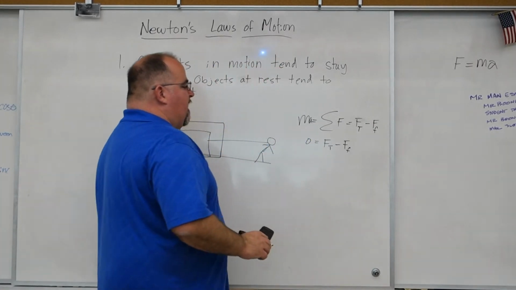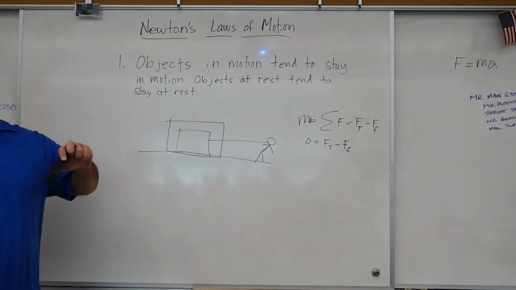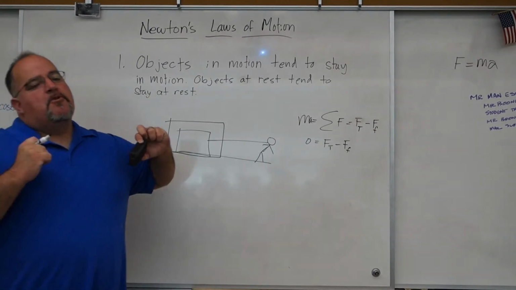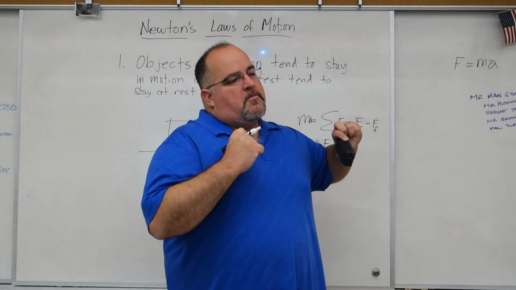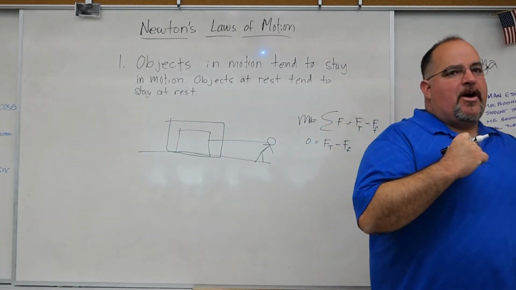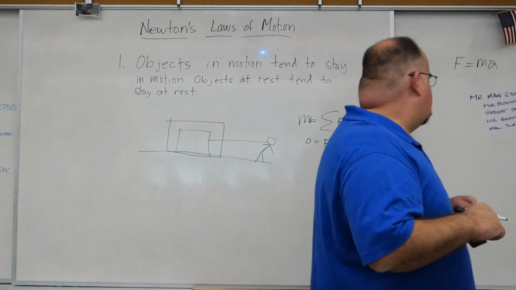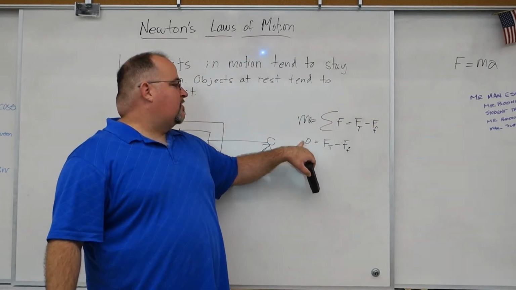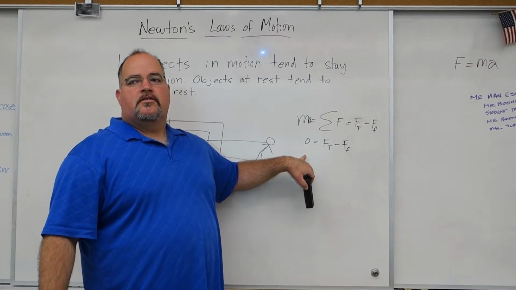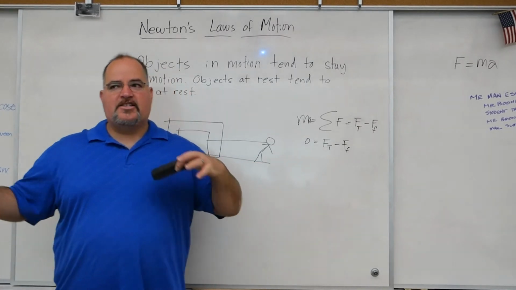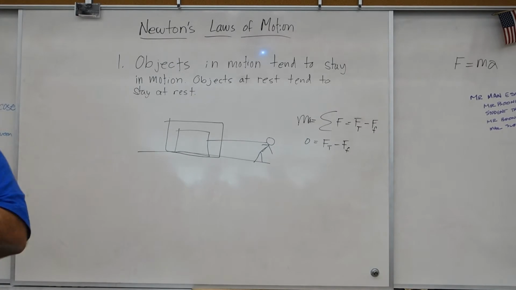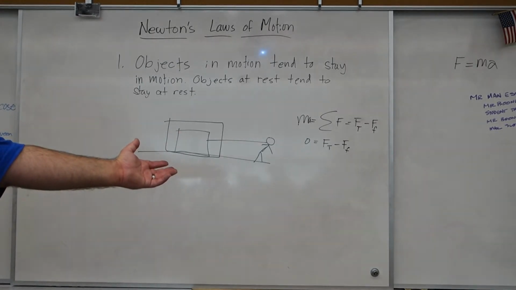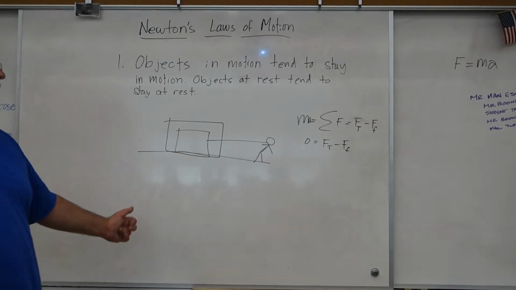Now let's look at another case where I'm pulling and I just got it moving, but it's not accelerating. Is that possible? So is this still the same? Yeah. Even though it's moving, what's MA? 0. I need to make sure you understand that something could be moving and MA is still equal to 0, because the acceleration is 0.